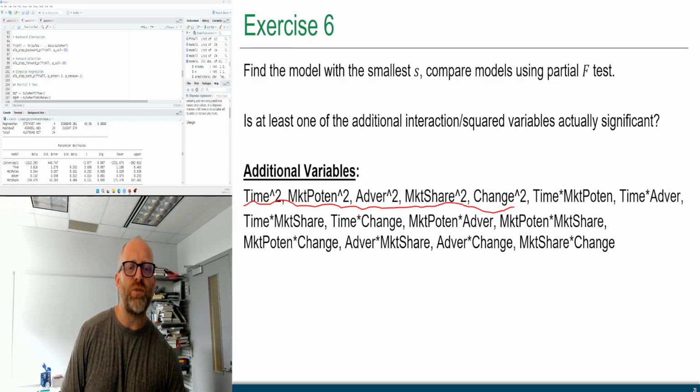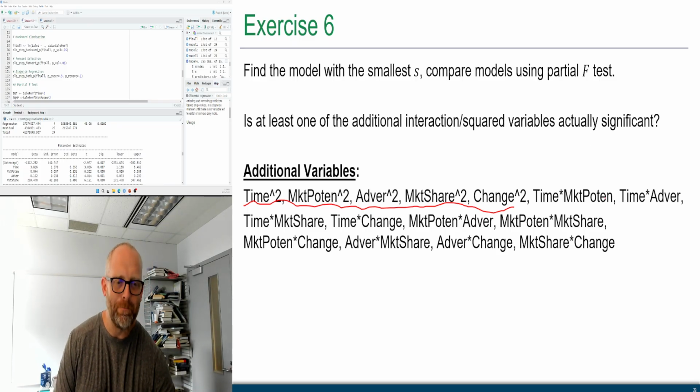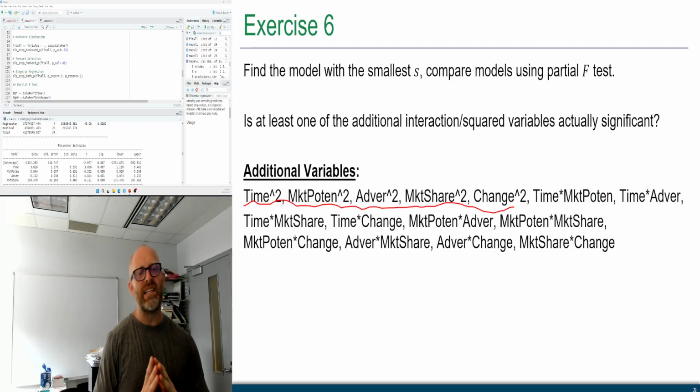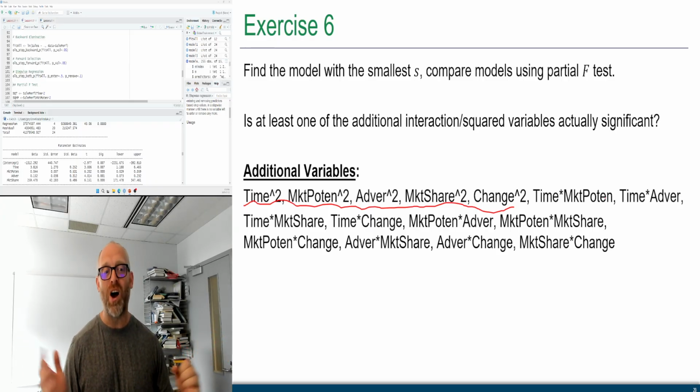Then what we're going to do is look at all possible pairs. So time and market potential, time and advertising, time and market share, time and change. Market potential, advertising, market potential, market share, market potential, change, advertising, market share, advertising, change, market share, change, all of those interactions. So we're going to build columns, and we're just going to take those original columns and multiply them all together.